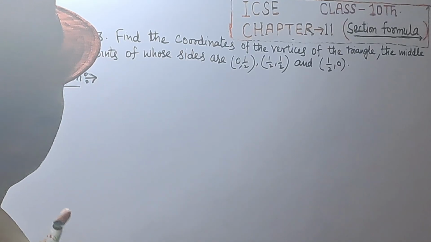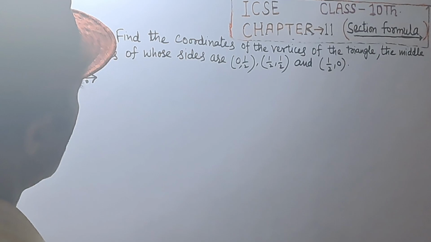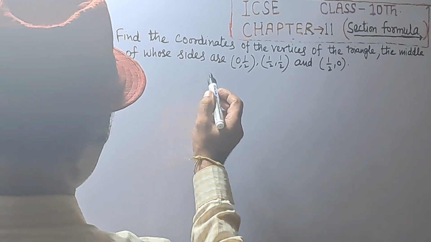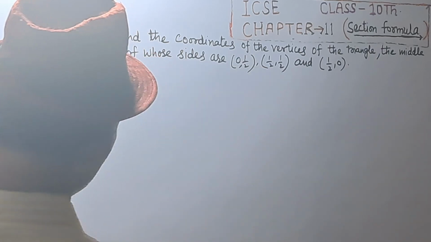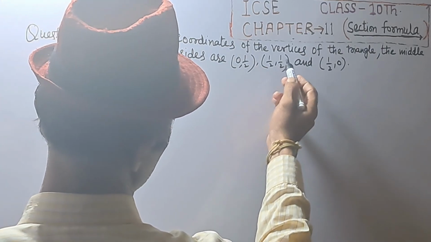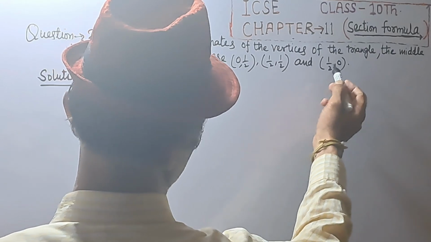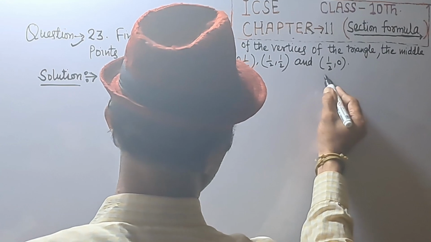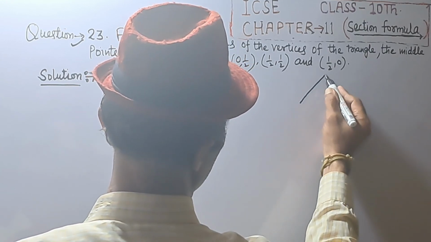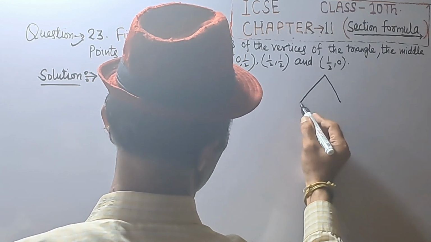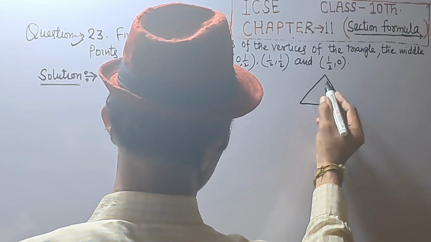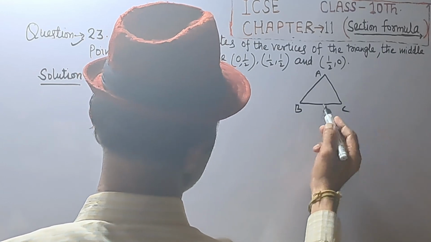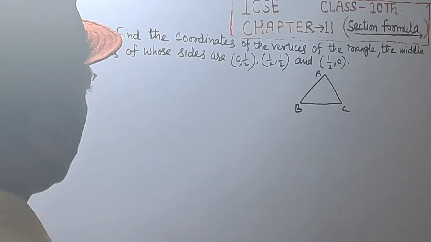Question number 23. Find the coordinates of the vertices of the triangle, the middle points of whose sides are (0, 1/2), (1/2, 1/2) and (1/2, 0). Let us draw a triangle ABC.